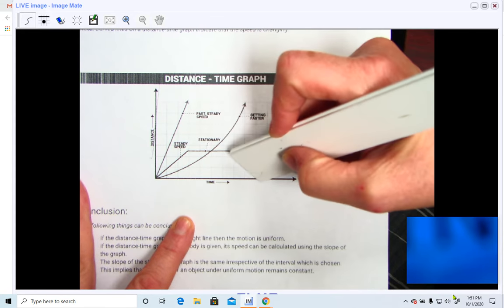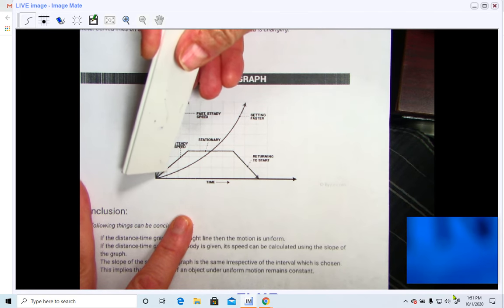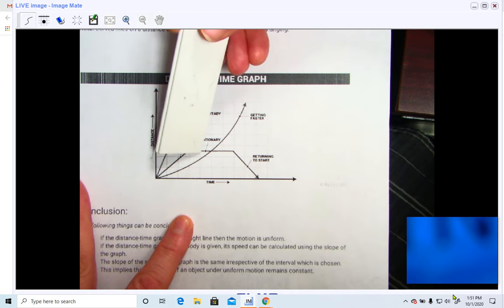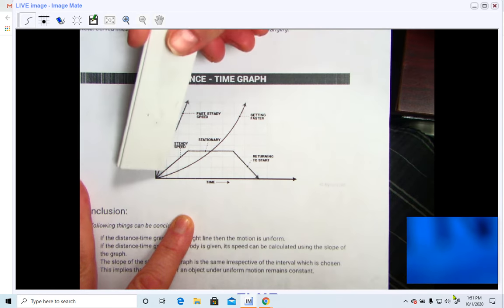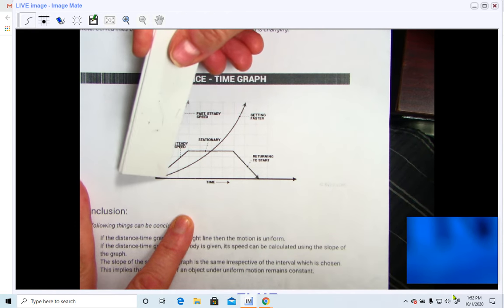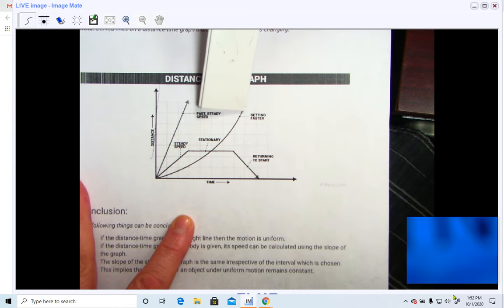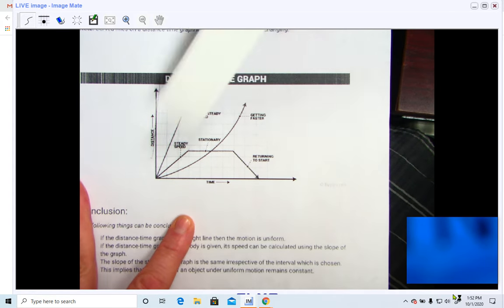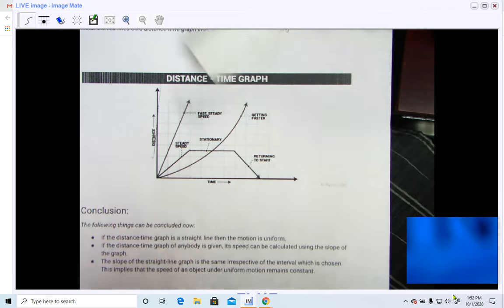Then you return to your start position. So this would be like you leaving home, you're going to the store, you stay at the store for quite a while, and then you return back home. This one is you leave home and you slowly increase your speed. So you're getting faster. So if you were going slower, the line would come the other way.